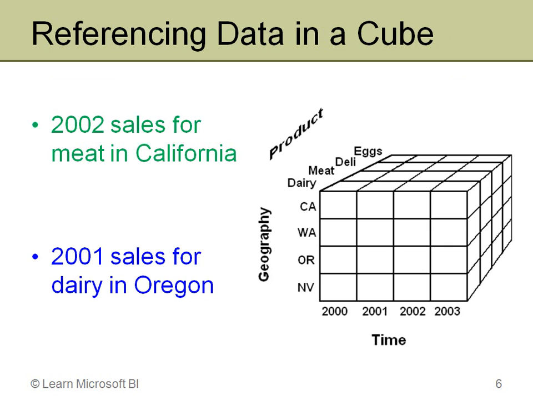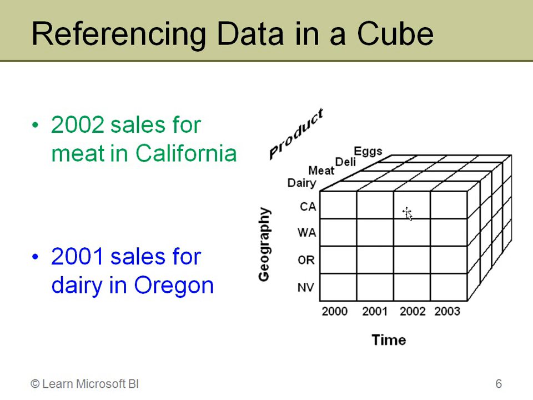So here is a cube, and this is obviously a very simple cube with 3 dimensions. And I'm going to assume for a moment that we're just interested in sales, and that's what you have here. So you'll notice the first example is 2002 sales for meat in California. Well, the way to look at this, of course, is very simple. 2002 is the third column, and California is the top row.